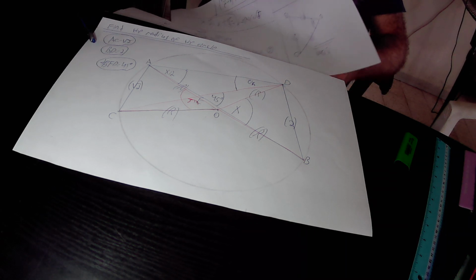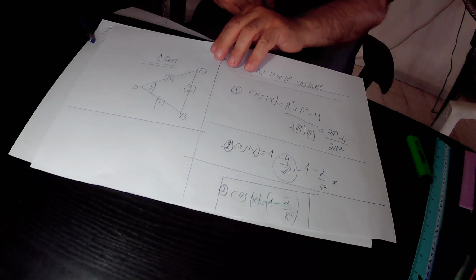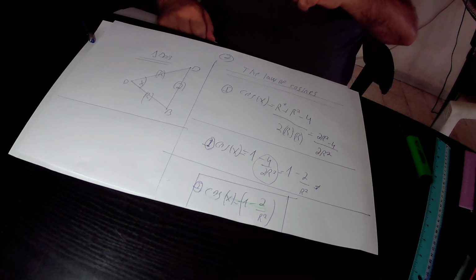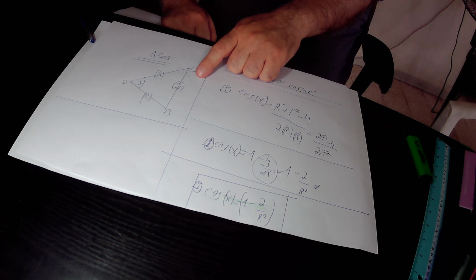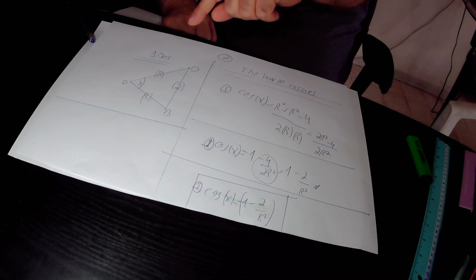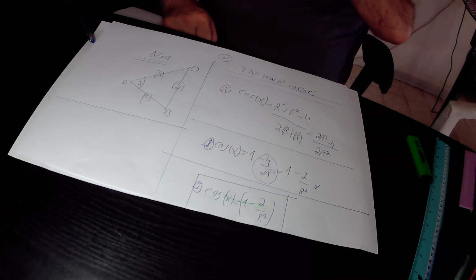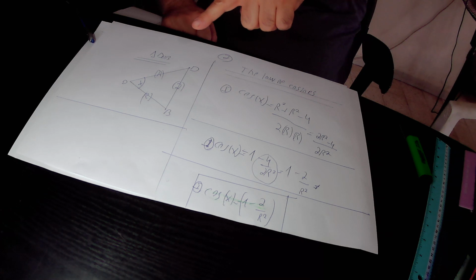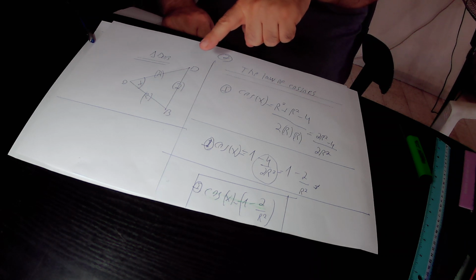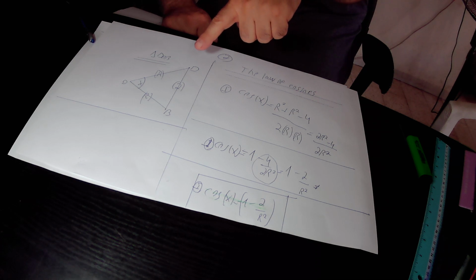Okay, so this is triangle DOB according to the original diagram. Again, side DO equals side BO equals R, and it is given in the question that the length of side DB is 2. This is again DOB, the size of angle DOB is x. So according to the law of cosines in this triangle DOB, cosine x equals DO square. DO is R, therefore DO square is R square, plus OB square. OB is R, therefore OB square is R square, minus DB square. DB is 2, therefore DB square is 2 square, that is 4.